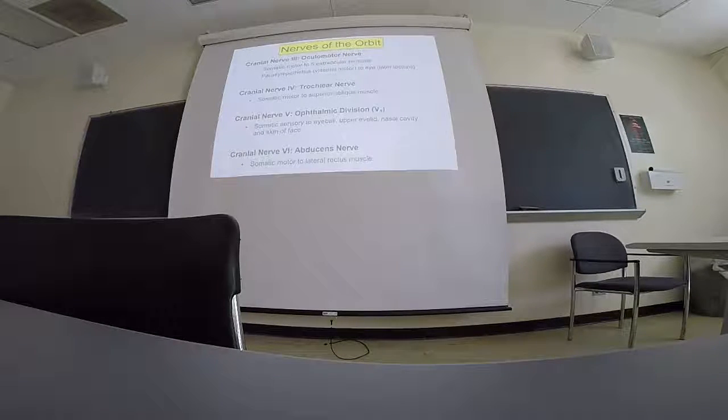So here they are. So the oculomotor nerve is primarily a somatic motor nerve to a lot of the muscles that move the eyeball. Has parasympathetics as well.